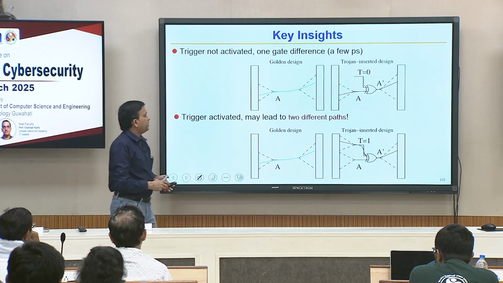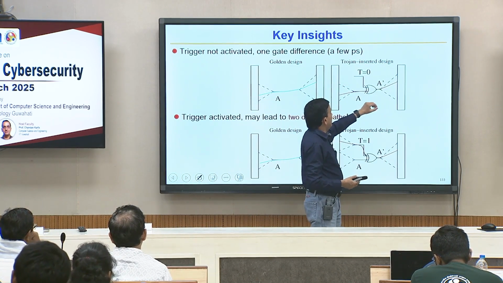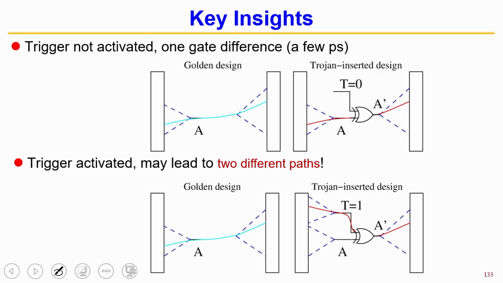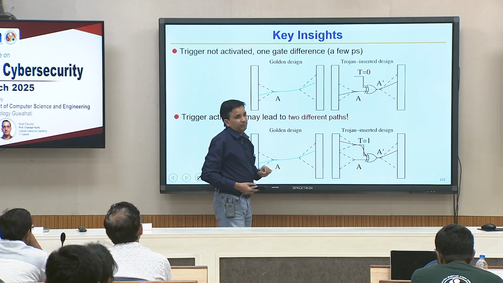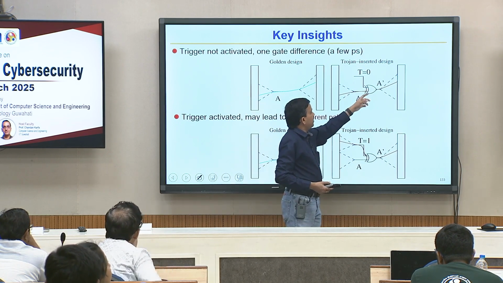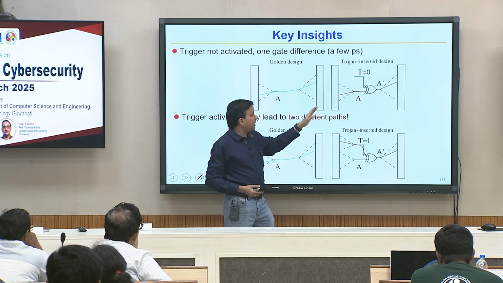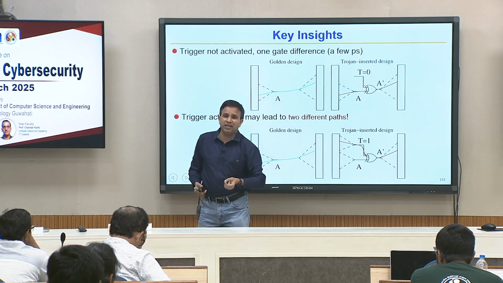I will go straight to the point: how do I do that? Let us say this is your original golden design, and this is a Trojan inserted design. This trigger is coming from somewhere, and this is your payload. If the trigger is not activated, then the delay difference is only the delay of a gate, the propagation time of all the gates and wires in that path. Because of Trojan insertion the only difference is this XOR gate, and if the trigger is not activated it goes through normal functionality, and one gate difference is in the picoseconds.